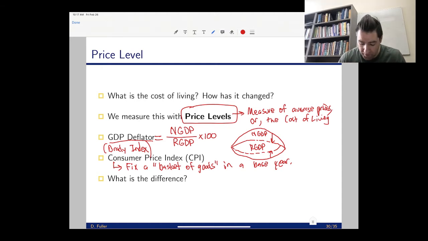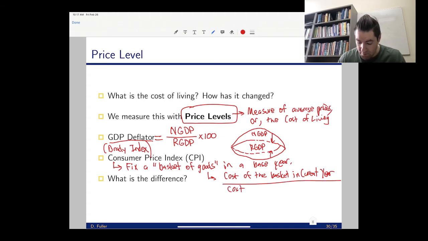And then all I do for the Consumer Price Index is I compare the cost of the basket in the current year to the cost in the base year. And of course, you multiply that by 100. Now, we're not going to do a lot of consumer price index calculations because actually calculating it isn't all that helpful. We want to understand what it tells me and how to use it is the important part.